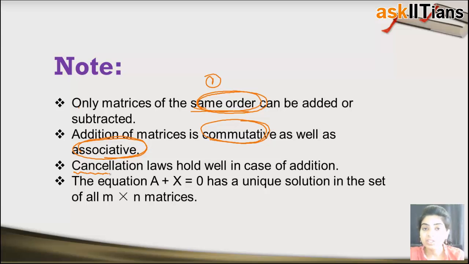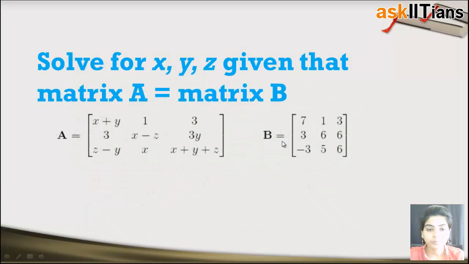Now, cancellation laws hold good in case of addition. The equation A plus X equal to 0 has a unique solution on the set of m cross n matrices. This I will be discussing in detail in my future session, once I cover the system of equations of matrices. Okay, so the rest of the properties you must have understood by now.